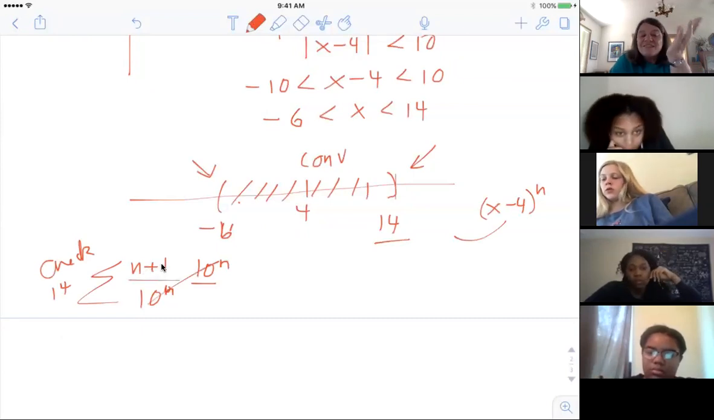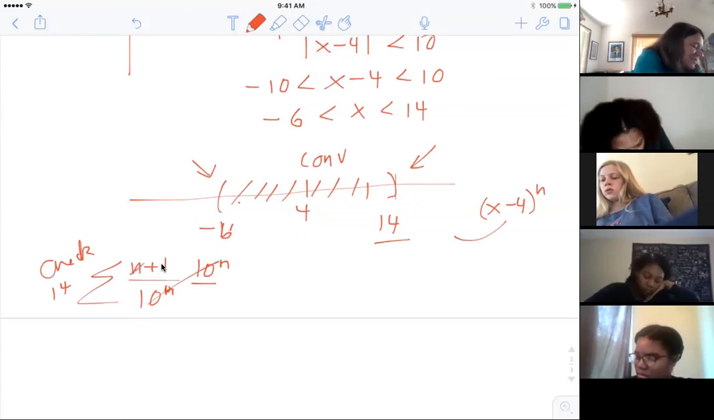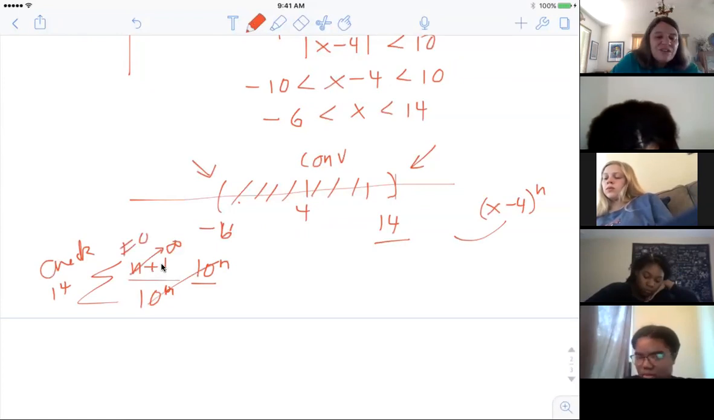Diverges. And this is because of the nth term divergence test, okay, guys? That limit does not go to 0. It goes to infinity. In other words, it does not go to 0. This thing does not have a chance to converge. So you're not going to include that endpoint.